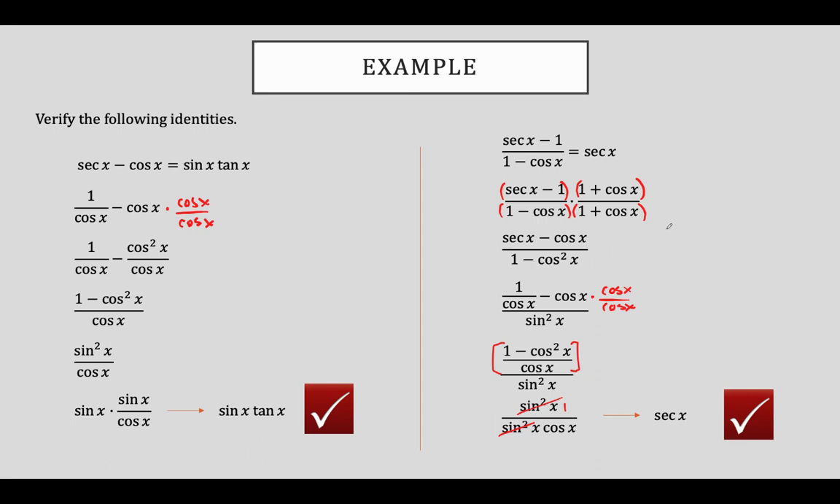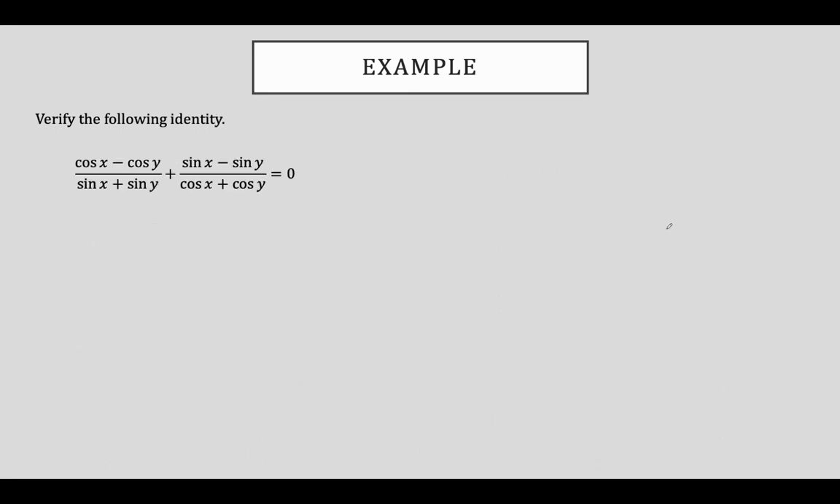All right, one more final example here. Verify the following identity. Cosine of x minus cosine y divided by sine x plus sine y, plus sine x minus sine y over cosine x plus cosine y, is equal to 0. All right, a lot going on here.